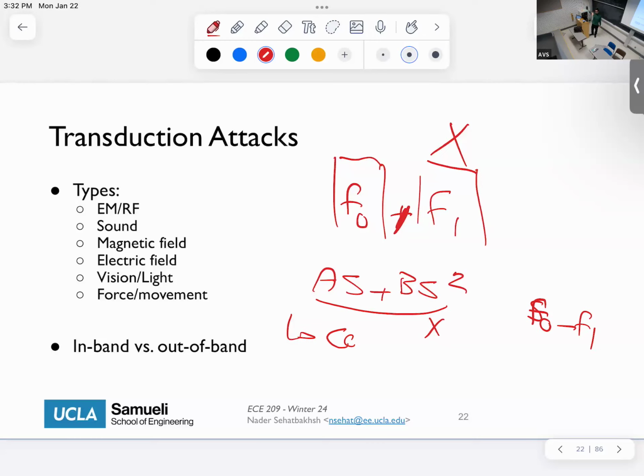Similar to the way we send communication signals, right? You send it at a higher frequency and it ends up at a lower frequency using some filtering. So there are interesting things in dolphin attacks. All right.